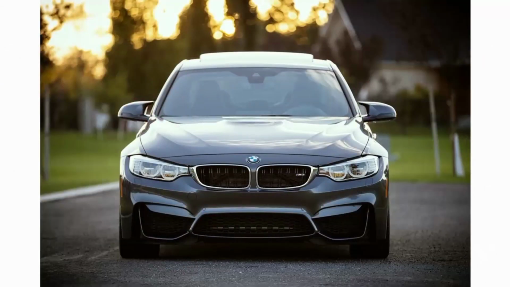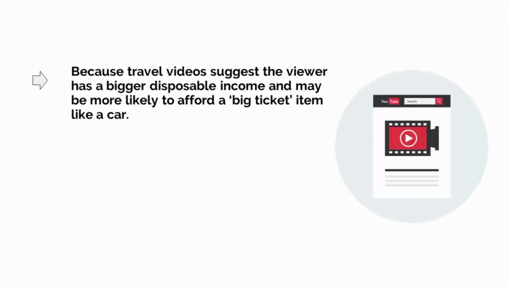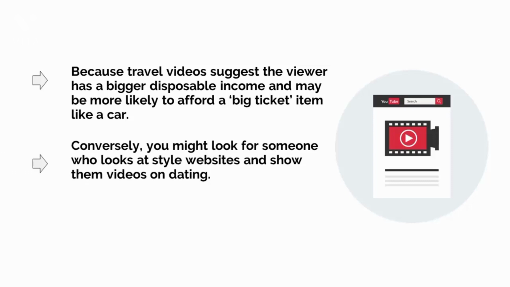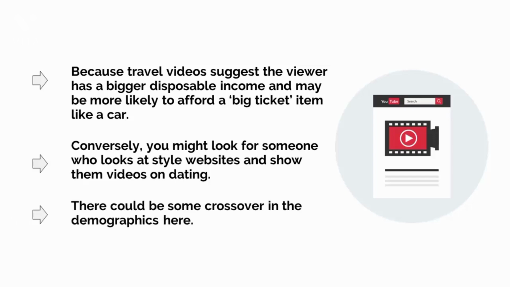For example, if you were a brand selling a car, then you might choose to look for viewers who target travel videos. Why? Because travel videos suggest that the viewer has a bigger disposable income and thus may be more likely to afford a big-ticket item like a car. Conversely, you might look for someone who looks at style websites and show them videos on dating. Again, there could be some crossover in the demographics here.